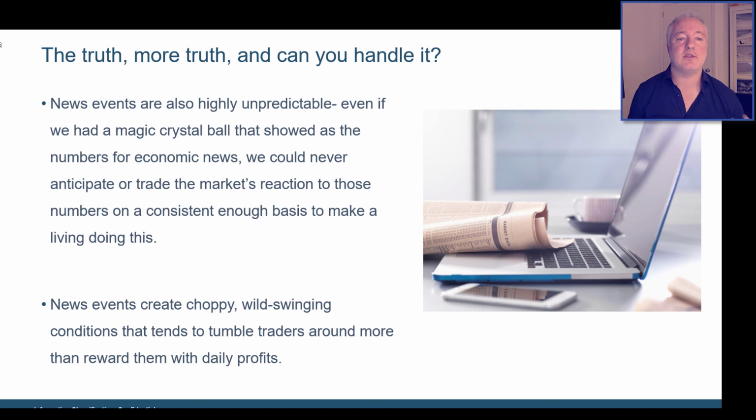News events are also highly unpredictable. So even if we did have a magic crystal ball that could reveal the numbers for the economic news, we could never anticipate or trade the market's reaction to those numbers on a consistent enough basis to make a living doing this.